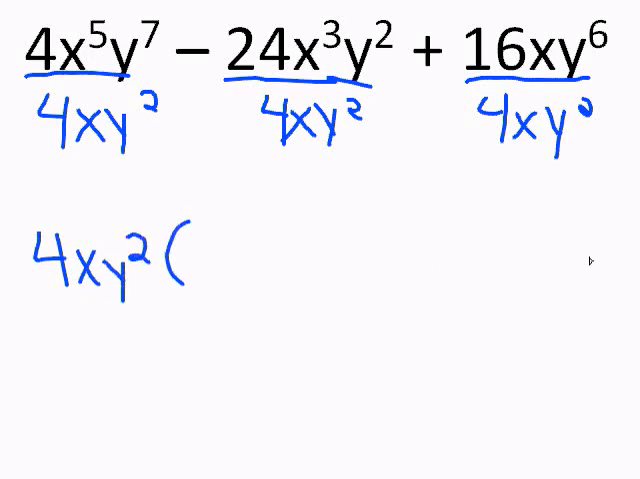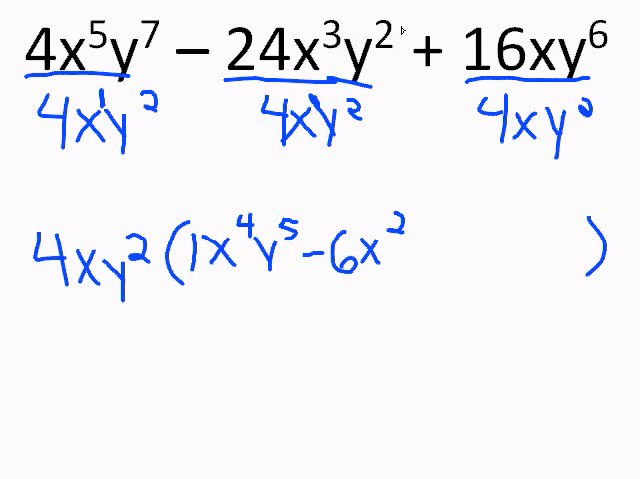That's my GCF. Inside of the parentheses, I write what I got when I divided by the GCF. So 4 over 4 is 1. X fifth over x is x to the fourth, because remember you subtract your exponents. 5 minus 1 is 4. Y to the seventh minus 2 gives me y to the fifth. Minus 24 over 4 is 6. X third over x first, 3 minus 1 is 2. Y squared over y squared, those cancel out completely. Plus 16 over 4 is 4. X over x cancels. Y to the sixth over y squared gives me y to the fourth.